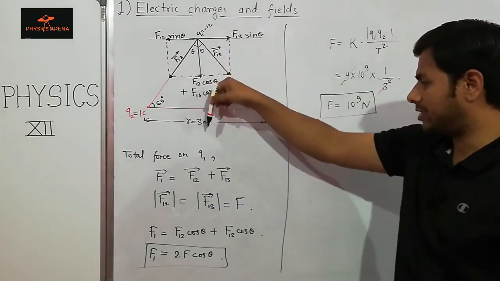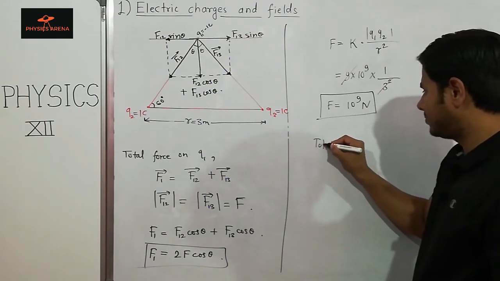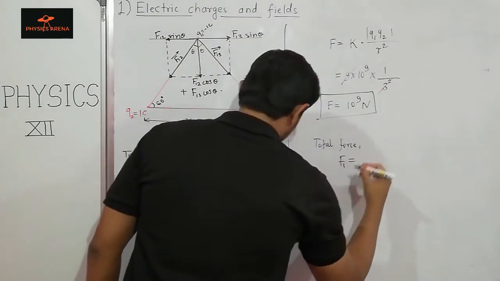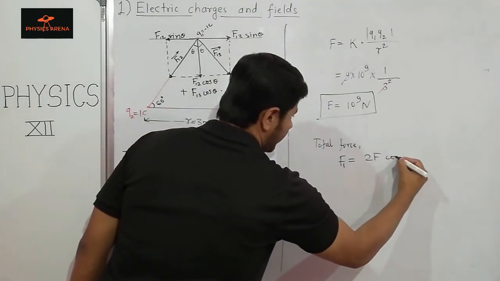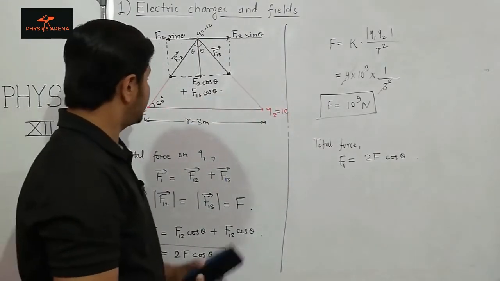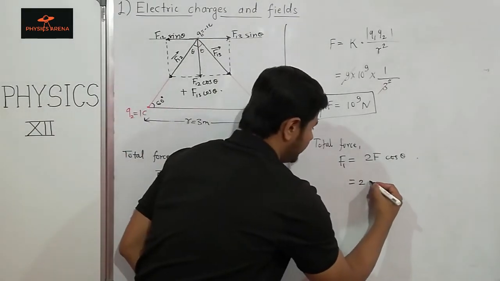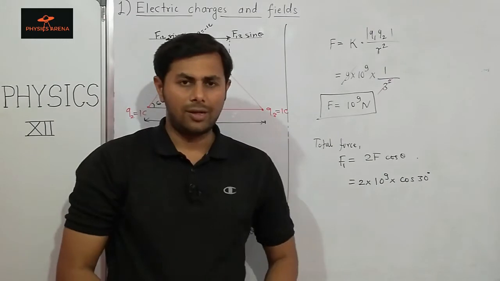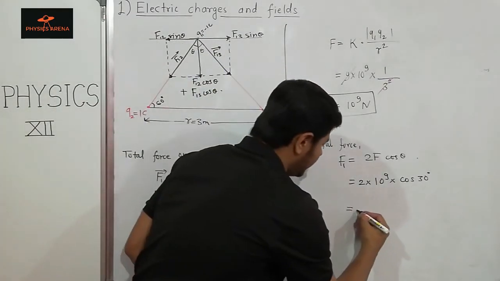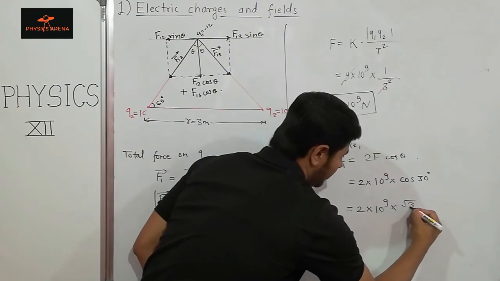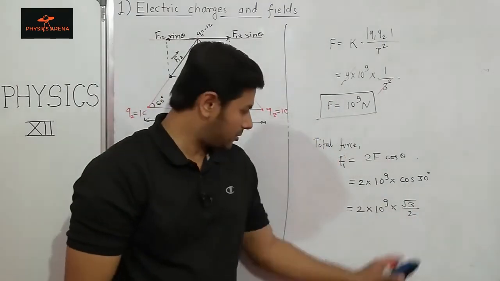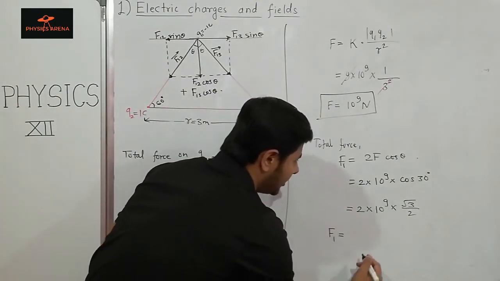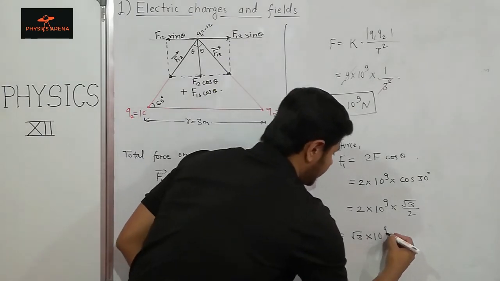So the total force, which is F1, equals 2F cosine theta, and theta is 30 degrees, so it is 2 times 10 raised to 9 multiplied by cosine of 30 degrees, and I believe that cosine of 30 is square root of 3 by 2. So this 2 and 2 get cancelled, and we have the total force F1 equals root 3 multiplied by 10 raised to 9 newtons.